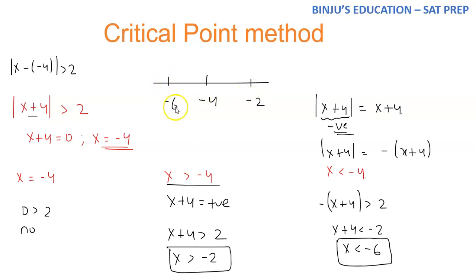But I'm looking for a distance greater than 2, so I'll go to the right of -2 and to the left of -6. Hence, you can see your answer is x is greater than -2 or x is less than -6. So this is basically known as the critical point method to solve questions pertaining to modulus.